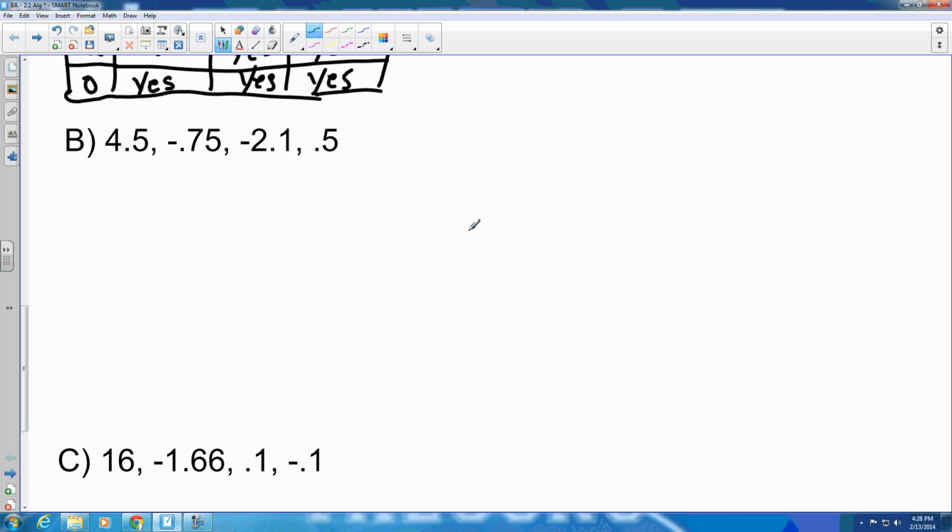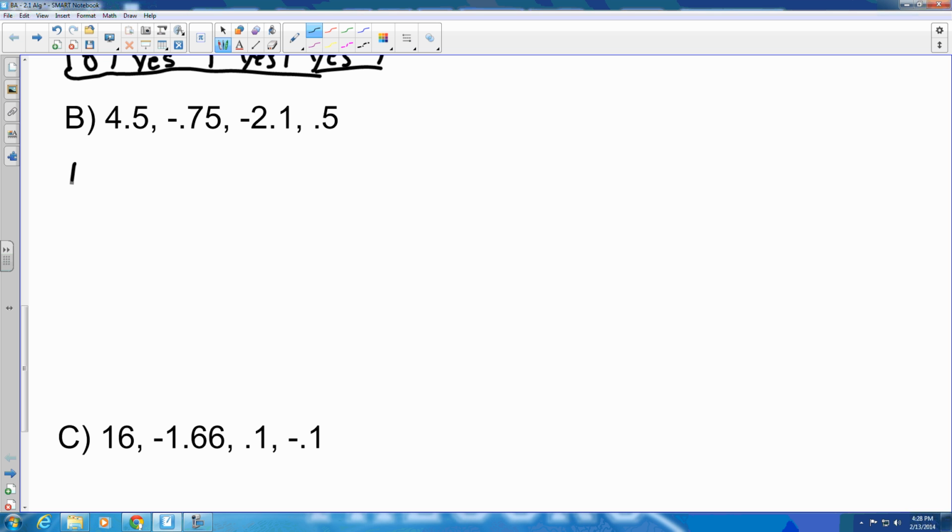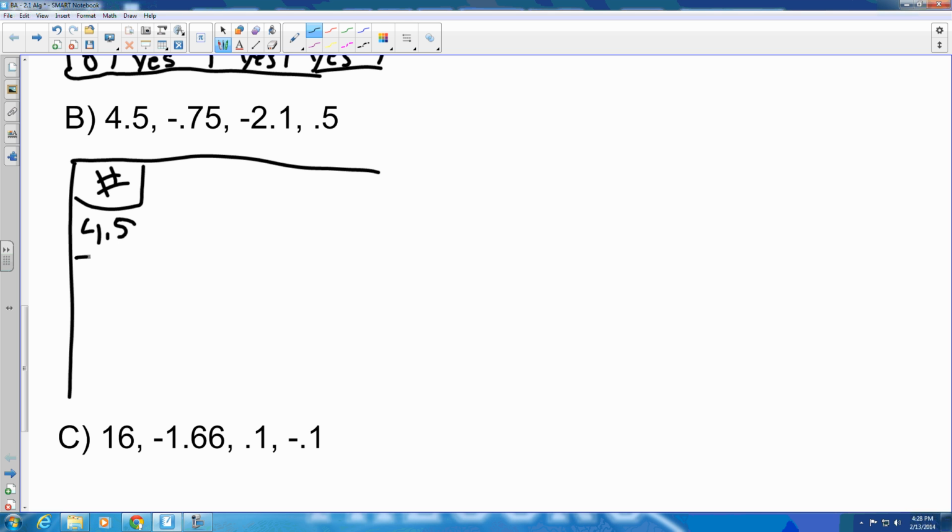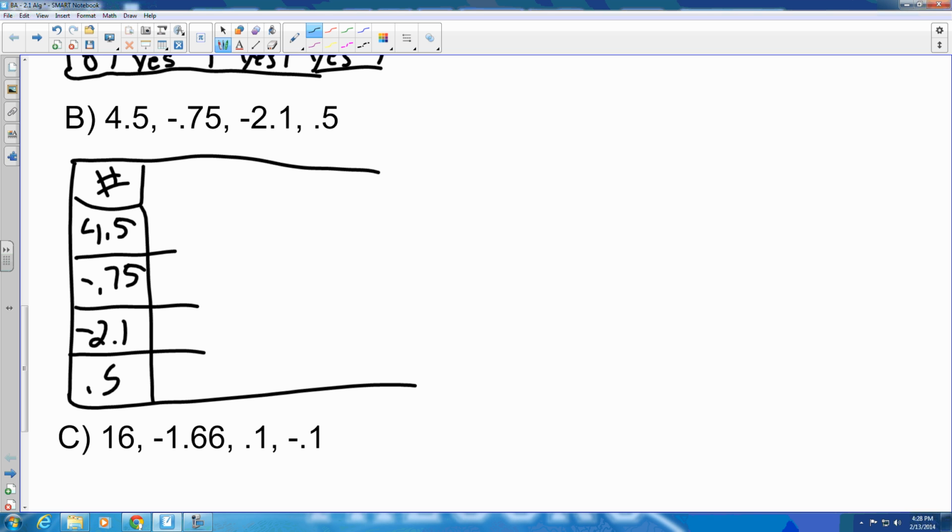Same thing goes for example B. I'm going to draw my table. It's going to help me out. I put my numbers here. I got 4.5, negative 0.75, negative 2.1, and 0.5. So again, same thing: on the right, whole numbers, and I got integers.